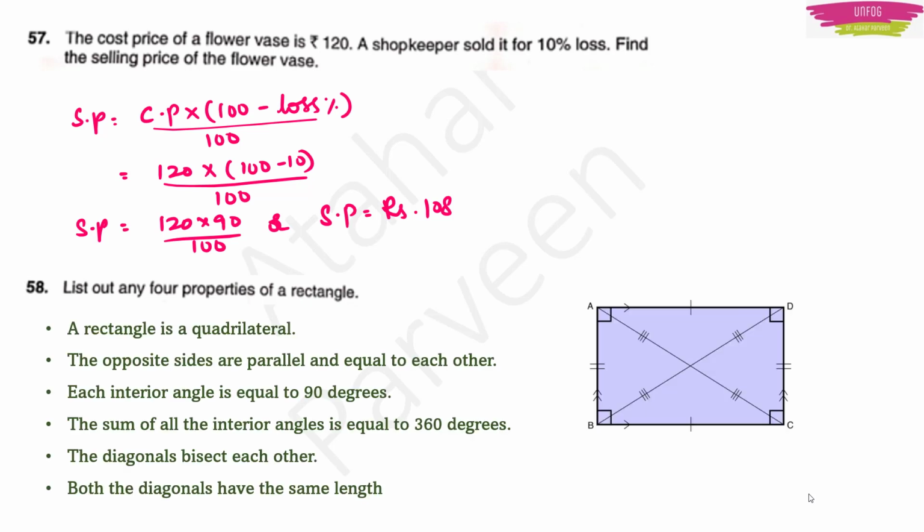Rectangle, it is a quadrilateral. Here opposite sides are always parallel and they are equal to each other. Then interior angle is equal to 90 degrees every time. Then sum of all the interior angles will be 360 degrees. Then the diagonals, they bisect each other and both the diagonals in the rectangle, they will have same length. Okay. So these were your 2-mark questions.